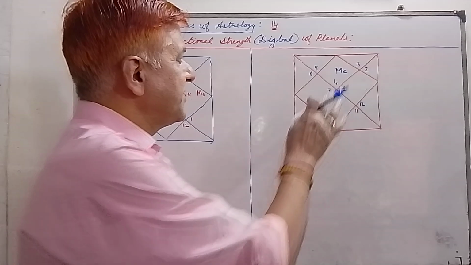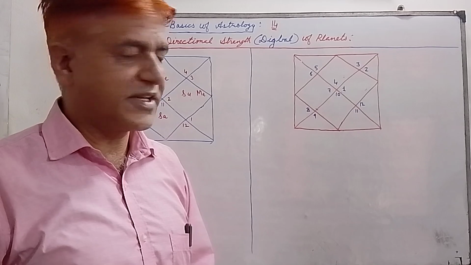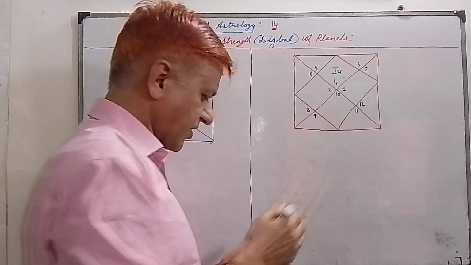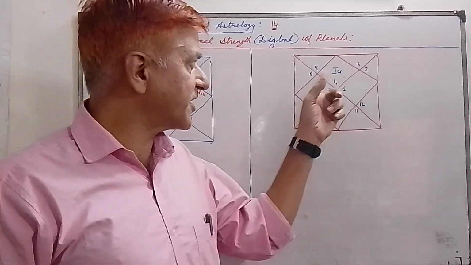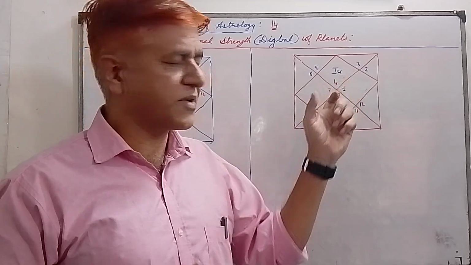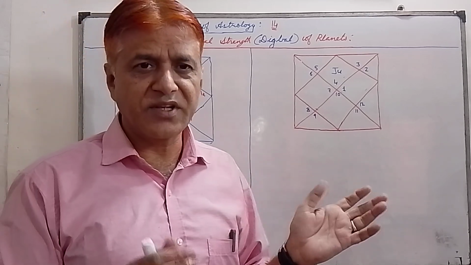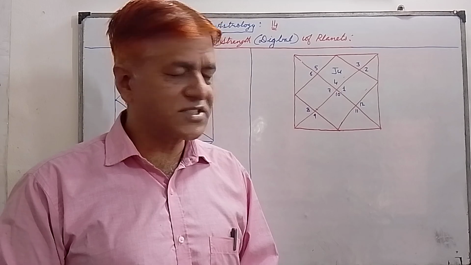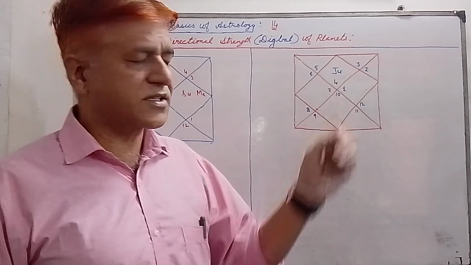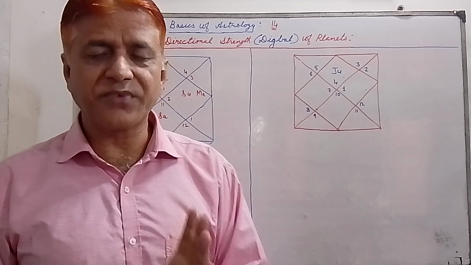After that we have Jupiter. Jupiter gets directional strength in first house. Jupiter represents knowledge, good luck, good fortune, and wisdom. So the person will be very wise, very knowledgeable. He will be interested in higher study, and he will be very lucky. So these will be the characteristics of a person whose Jupiter is sitting in first house.